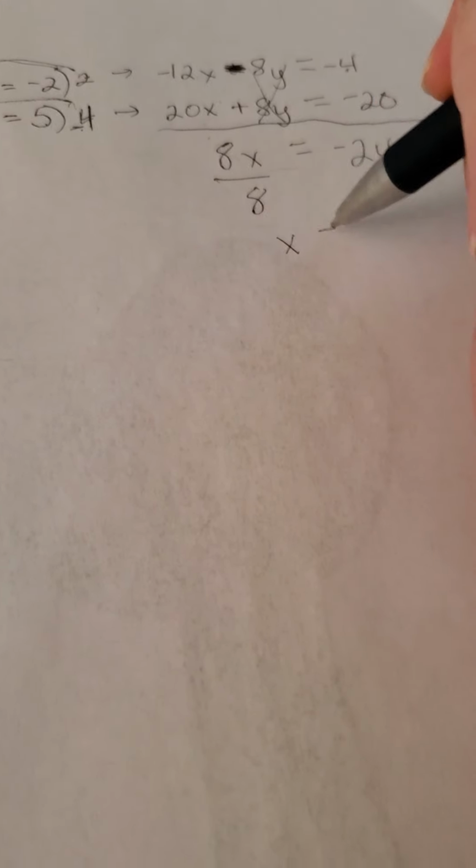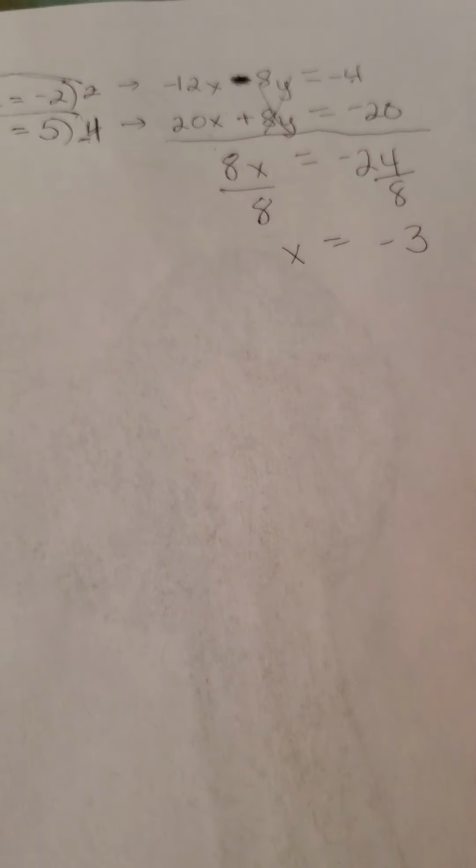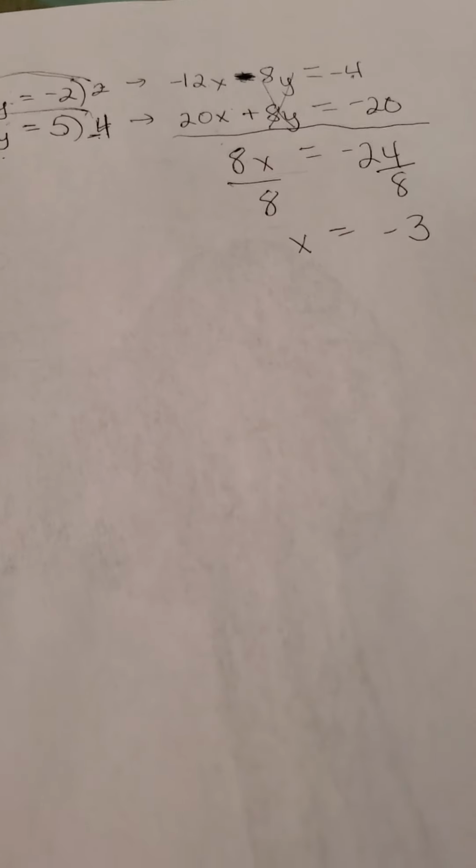So now I got things that are opposite signs and the same coefficient in front. So I can add these two things together and get rid of my y's. So -12 plus 20 is going to give me a positive 8x. And -4 plus a negative 20 gets me more negative, and I'm at negative 24. Divide by 8 to solve for x, and I get negative 24 divided by 8, x is negative 3.